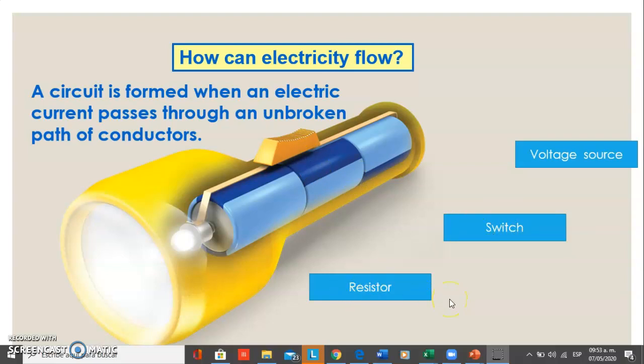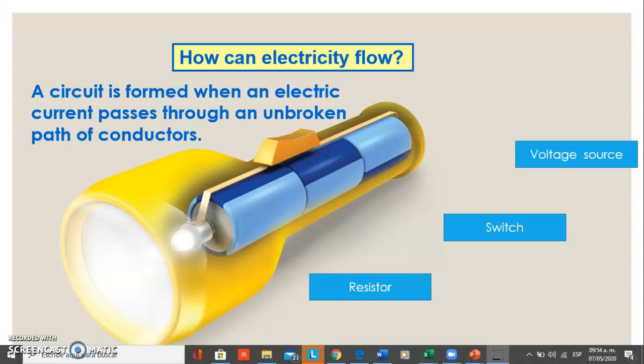And finally, we can find here a resistor. An object in an electrical circuit that resists the flow of electrons is called a resistor. The resistance is measured in units that we call ohms. In this case, the electricity does not flow the same way through every part of the circuit.